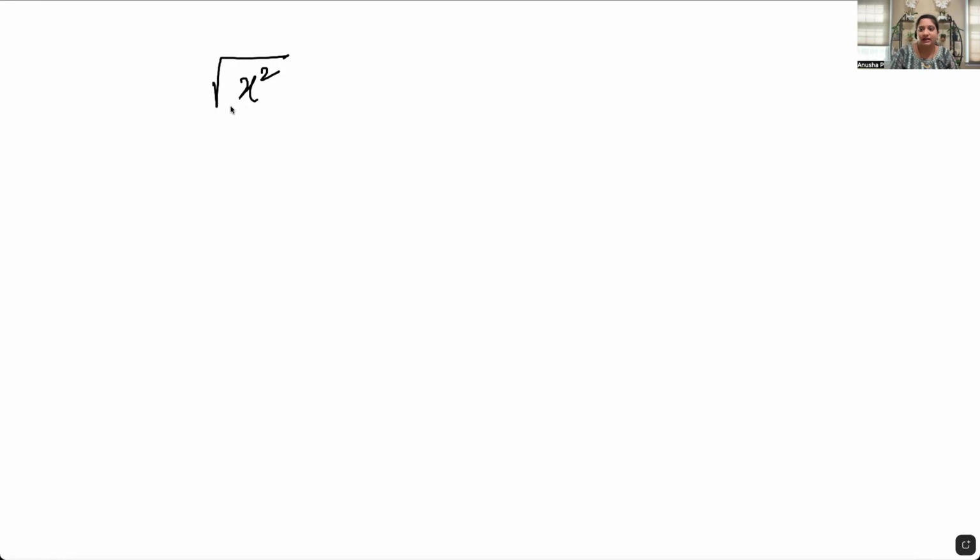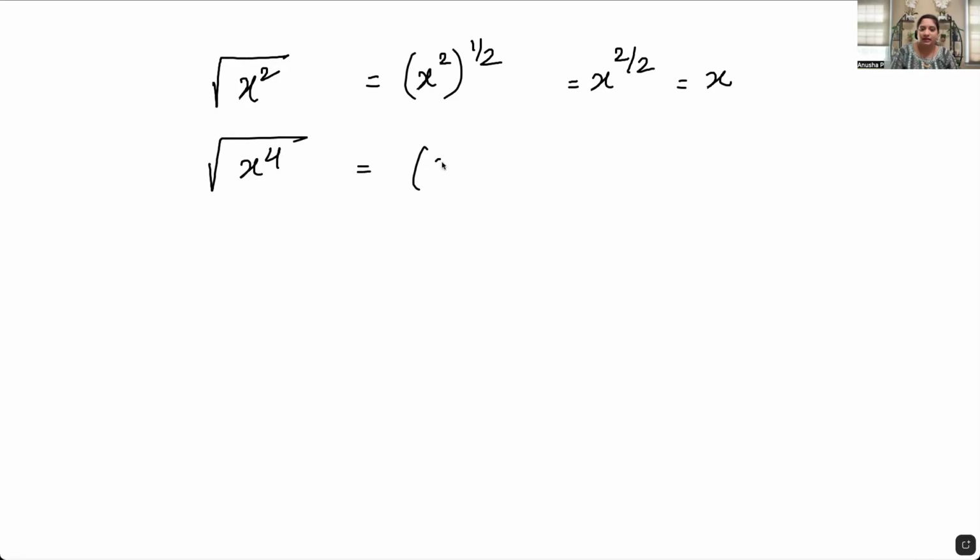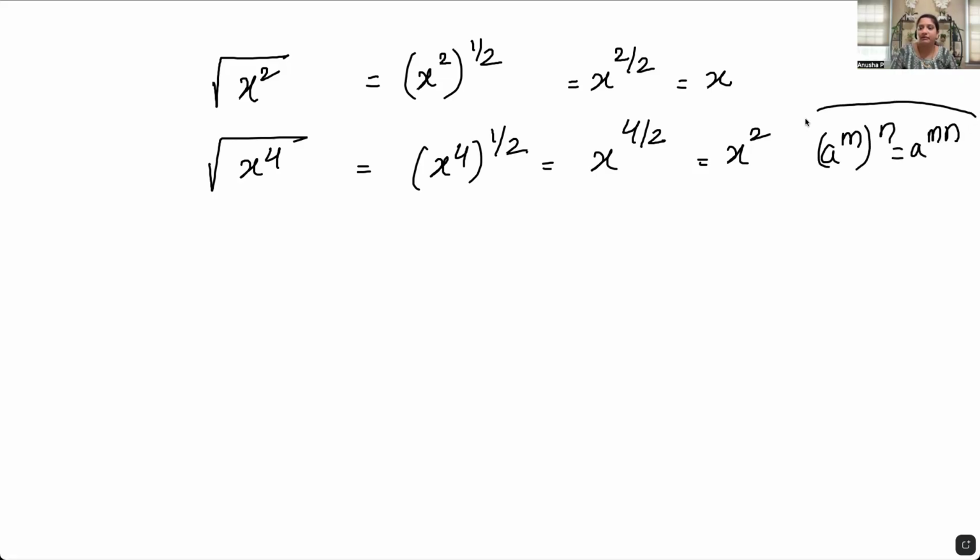The square root of x squared: we have x two times, right? We can write x to the power of 2, and the square root is the power of 1 by 2. X to the power of 2 by 2 is x. What is the square root of x to the power of 4? X to the power of 4 square root is 1 by 2, 4 over 2, which is x squared, because a to the power of m whole to the power of n is a to the power of mn.